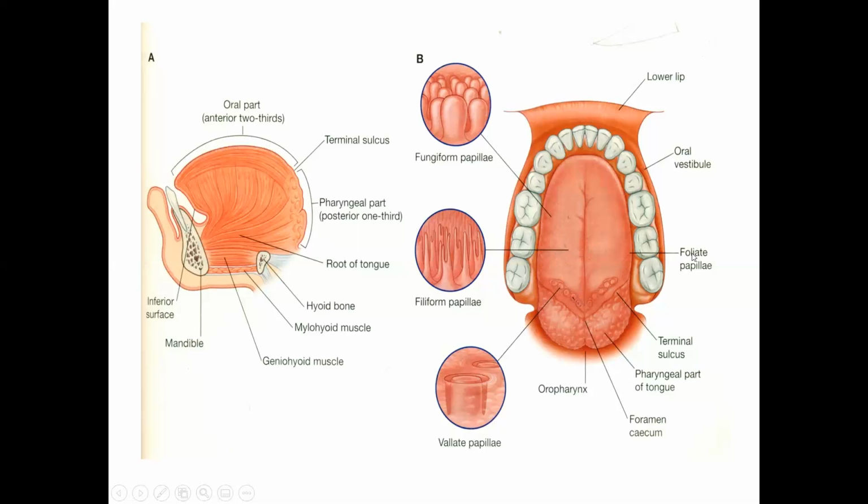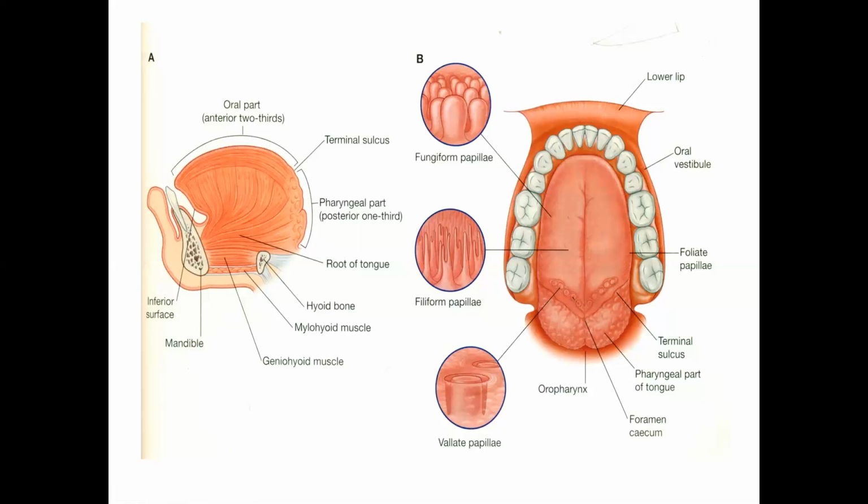Then we have the foliate papilla. These foliate papillas are linear folds of the mucosa on the lateral sides of the tongue, just anterior to the vallate papilla. You can see on the side of the vallate papilla, we have the foliate papillas.